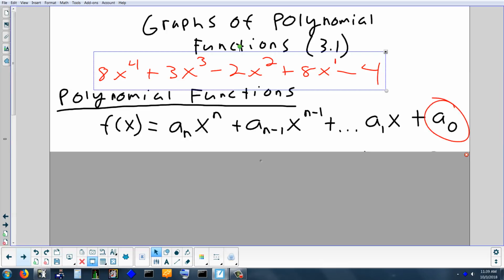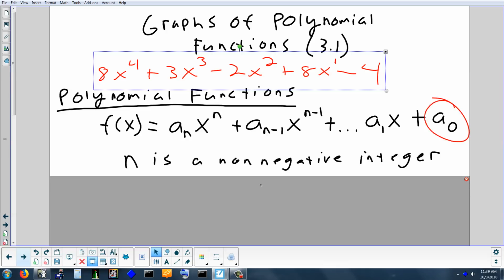Now the key that makes this a polynomial is that the exponents have to be non-negative integers. If I make this a decimal, nope, that's not a polynomial anymore. Exponents have to be non-negative integers. So that means any number from 1 and up. I can definitely put a decimal right here. That's fine. 8.1x to the 4th. That's good. You can put any number you want in front. But the exponents have to be non-negative integers.